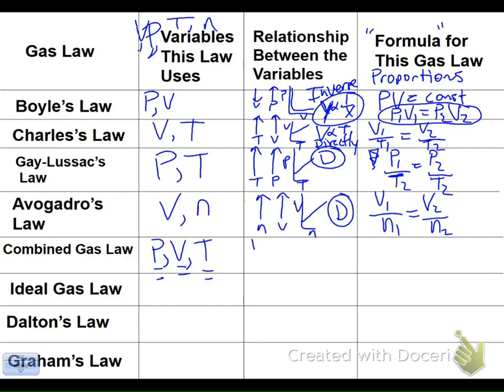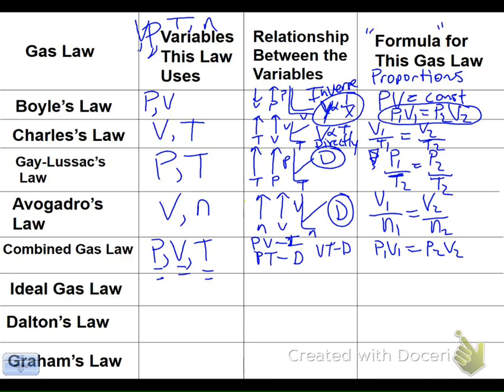We know that we have the PV inverse. I'm just going to put an I. We know we have the PT direct, and we know that we have the VT direct. So we're combining all those things, but mathematically, if we just start with Boyle's law, we have P1 V1 equals P2 V2. You're like, well, where is the temperature? Where's it going to go?